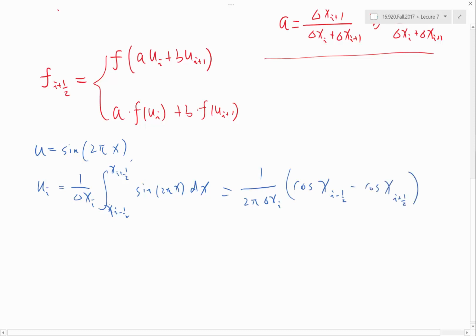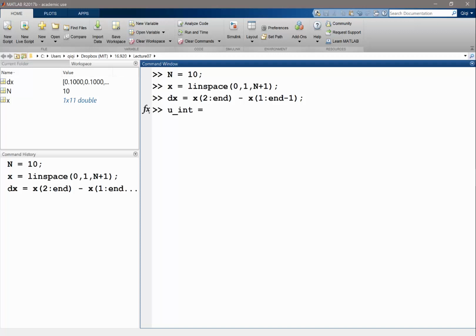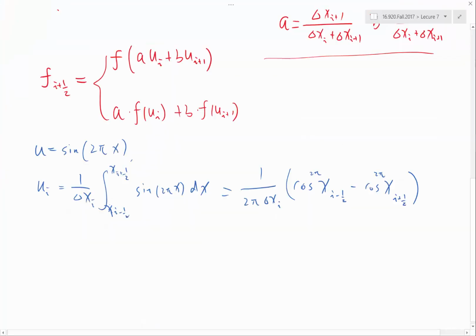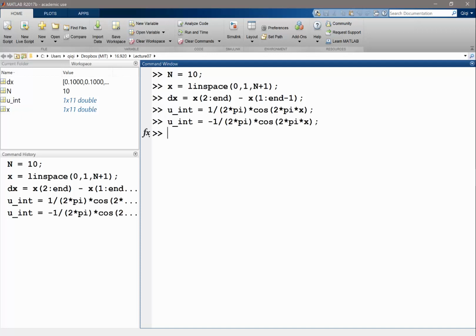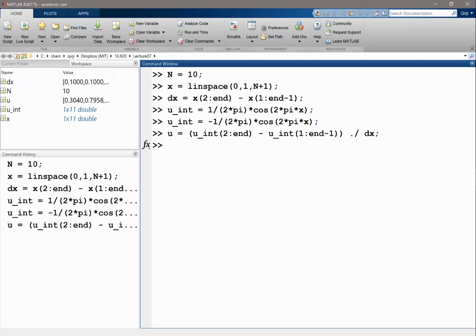Did I make any mistake here? Oh yeah, 2 pi, yeah. 2 pi, thank you. All right, so that's what we are gonna do. So u int, the integral of u, is gonna be, let's see, 1 divided by 2 pi, let's not factor in the delta x at this point, times cosine 2 pi x, right? So that's the integral of u, actually it should be minus. And u would be equal to u int from 2 to n minus u int 1 to n minus 1 divided by dx. So that should be my proper cell average.